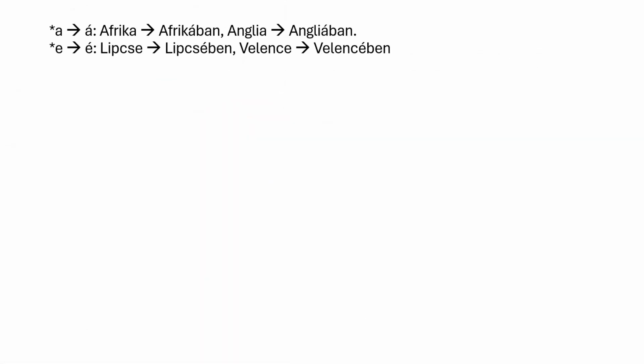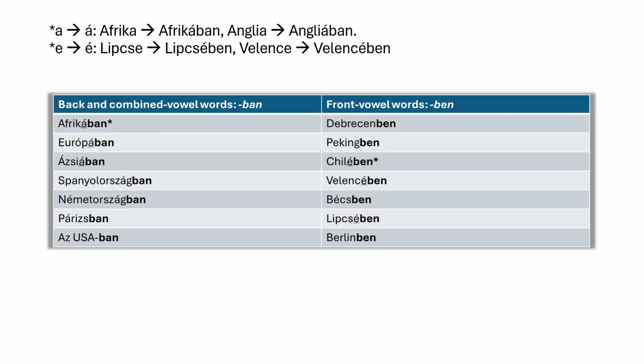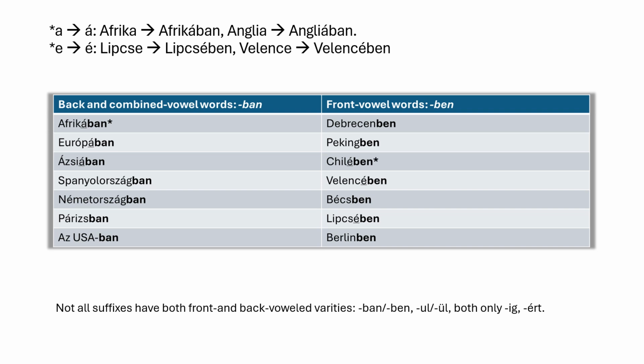Keep an eye on a further phenomenon. Some words end with a or e, and if they are declinated, these vowels must be elongated to á and é. There are a few examples here. And note that not all suffixes have both front and back vowel varieties. For example, ik and ért only exist in this form.